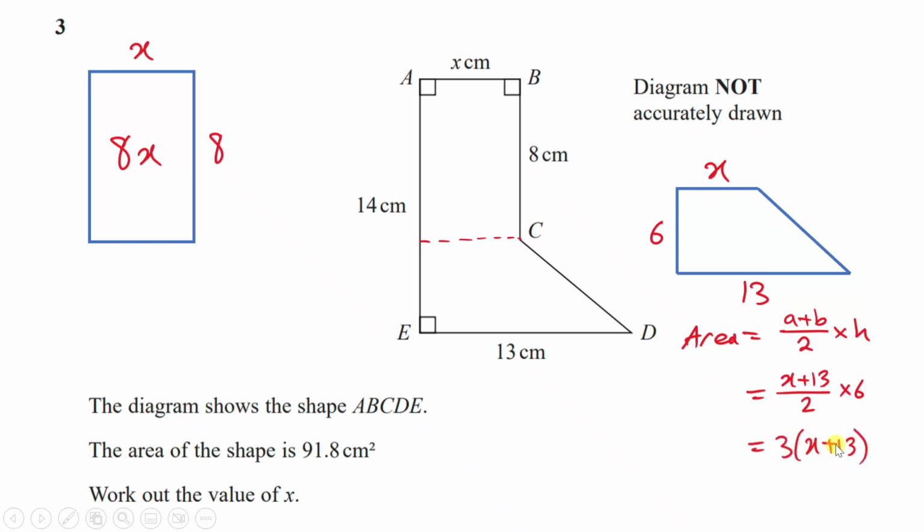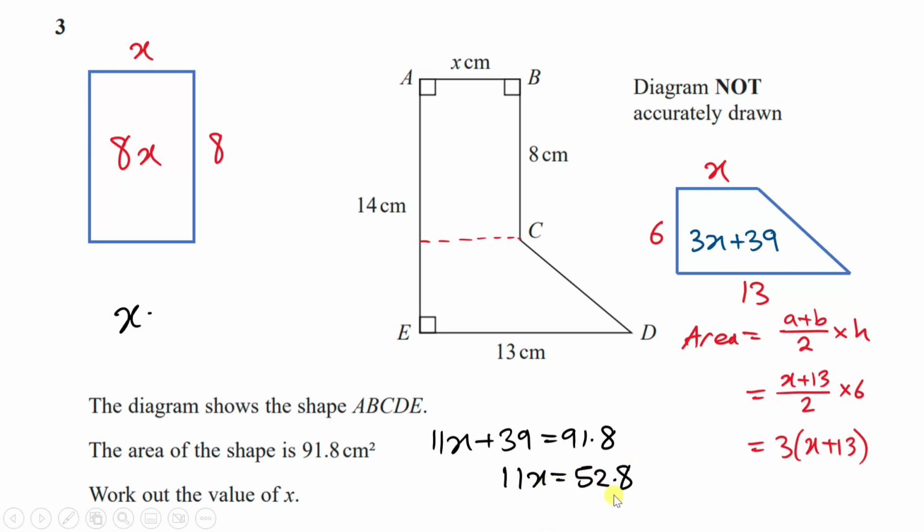So you times it by 3, this whole thing. So that means that the area of this shape is just 3 times x plus 13, which is basically 3x plus 39. And now we combine them both, because we know the total area is 91.8. If you add both of these, 8x and 3x is 11x, plus 39 gives us 91.8. Then subtracting 39 across, you should get 52.8. And then to get x, guys, divide both sides by 11, and you're left with 4.8. That's the x we need.